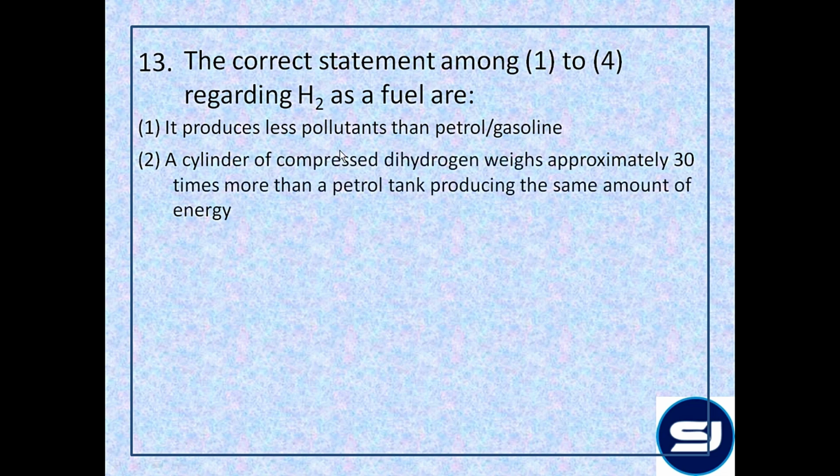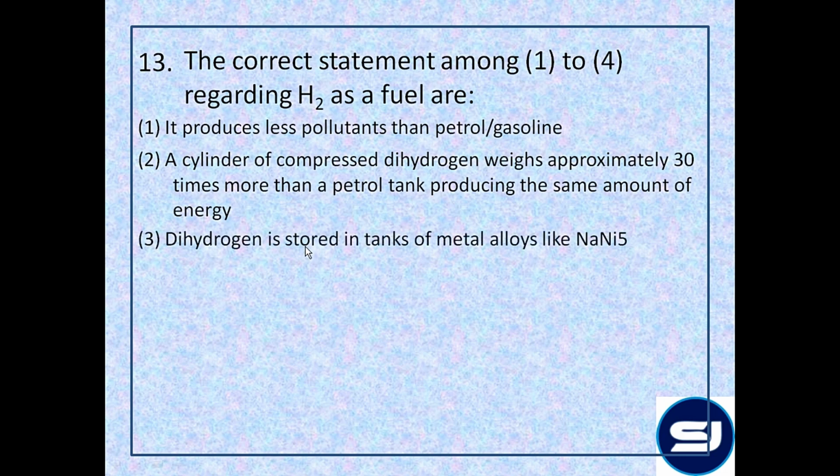A cylinder of compressed dihydrogen weighs approximately 30 times more than a petrol tank, producing the same amount of energy. This is also a factual statement, and dihydrogen, because of smaller size and weak van der Waals forces, it will be very difficult to compress it to a greater extent. And that is why the cylinder of compressed dihydrogen would weigh 30 times more than a petrol tank, producing the same amount of energy.